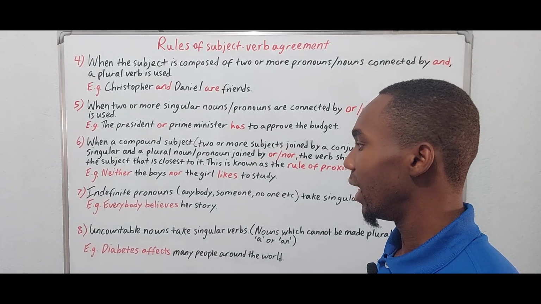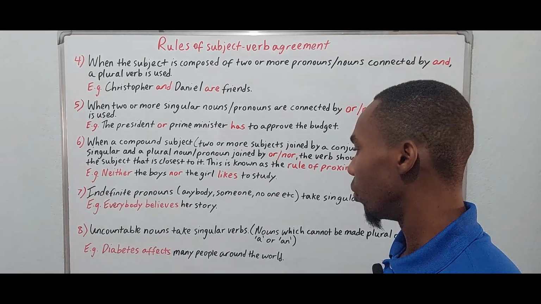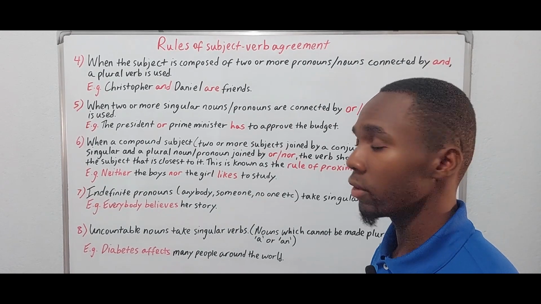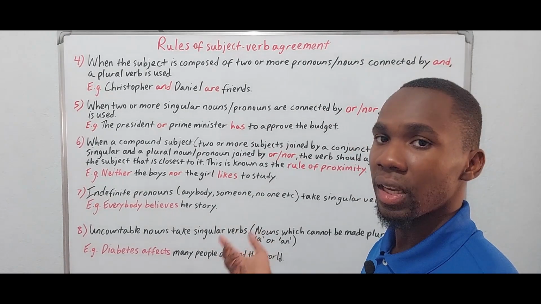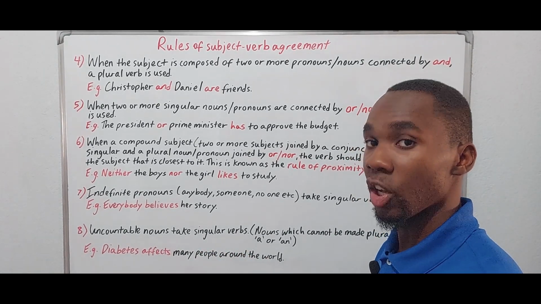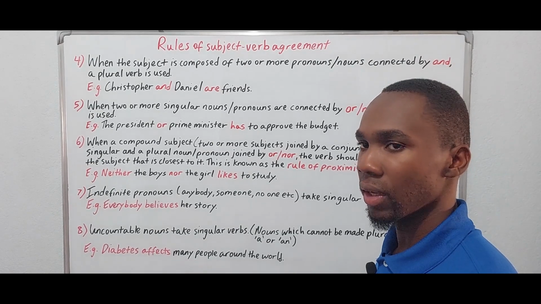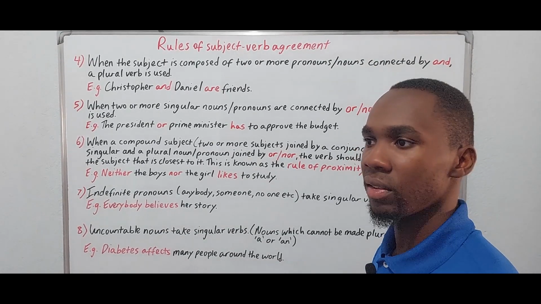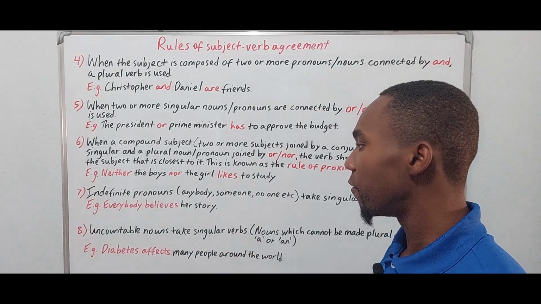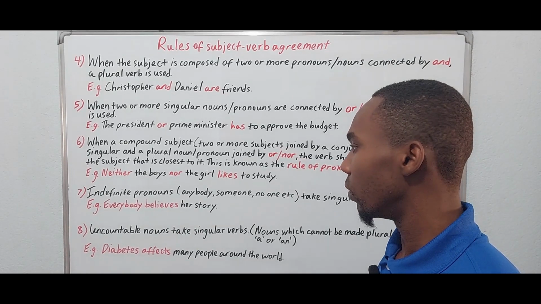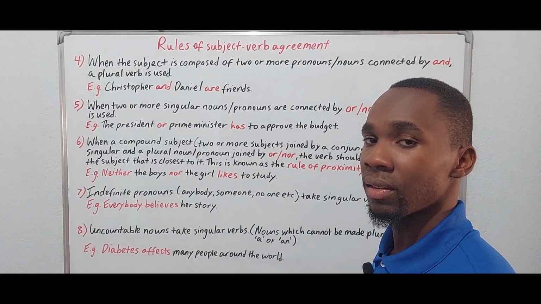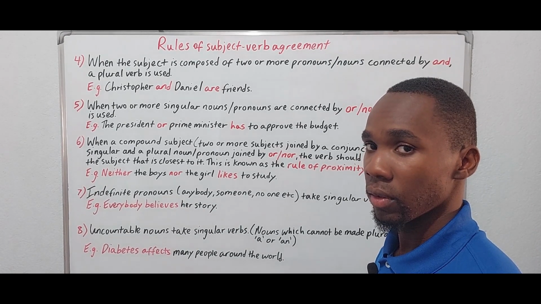So, example, diabetes affects many people around the world. As you know, diabetes is an example of a non-communicable disease, right? But it must be singular even though it ends in S. The form looks plural, but it refers to a concept, right? So it is singular and it cannot be counted. You can't say "a diabetes." No, diabetes. So diabetes affects many people around the world. So that is the 8th rule. Uncountable nouns must take singular verbs. All right?